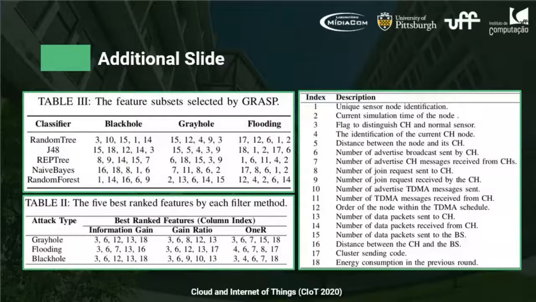In this table, we can see which number represents which feature, and also which are the best feature subsets selected by the GRASP algorithm in table 3, and also which are the 5 best features selected by information gain, gain ratio, and OneR filter-based feature selection methods.